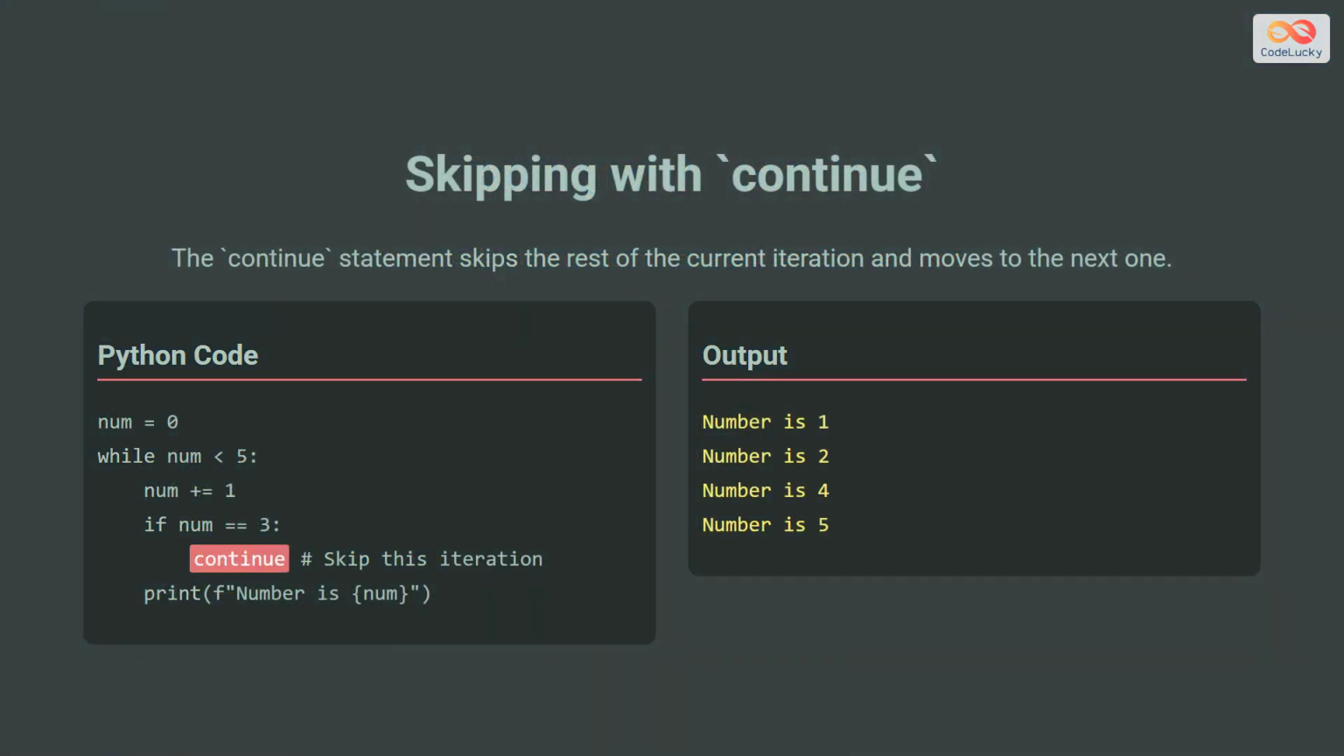The continue statement is a bit different. Instead of ending the loop, it just skips the current iteration and jumps to the beginning of the next one. Here, when the number is 3, the continue statement is executed, so the print statement for that number is skipped, and the loop proceeds to 4.